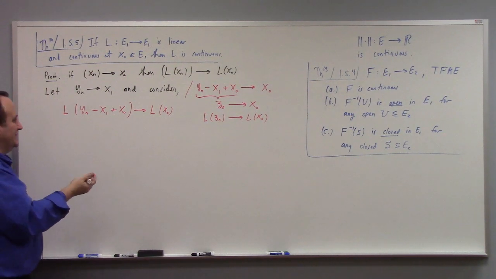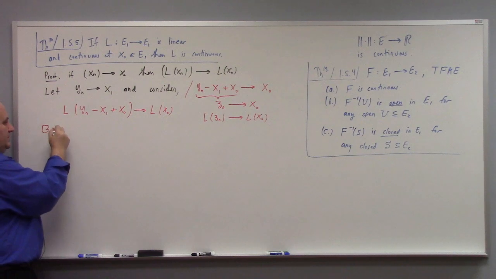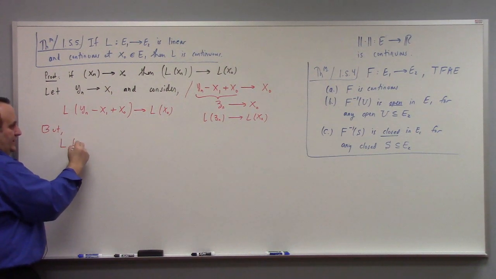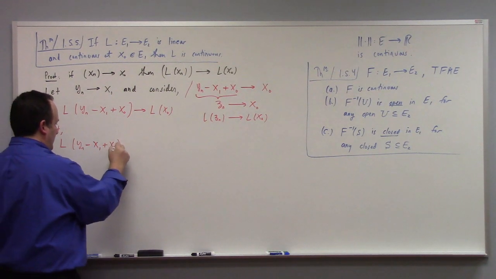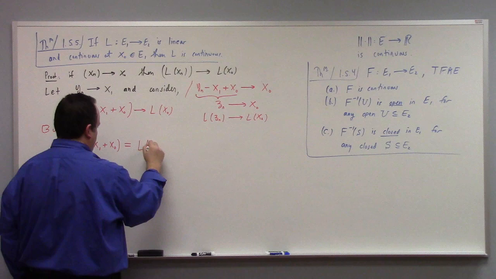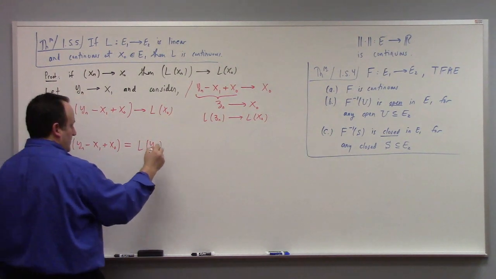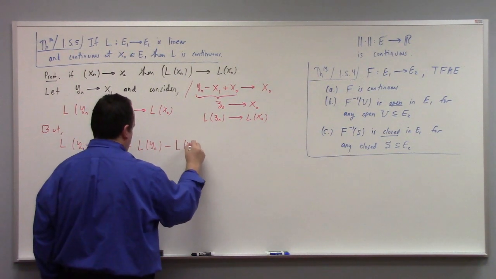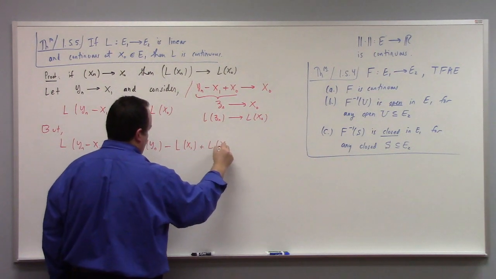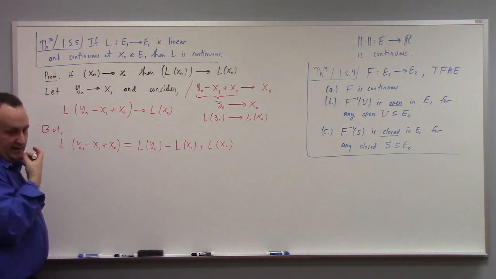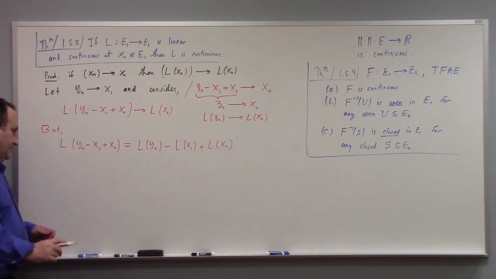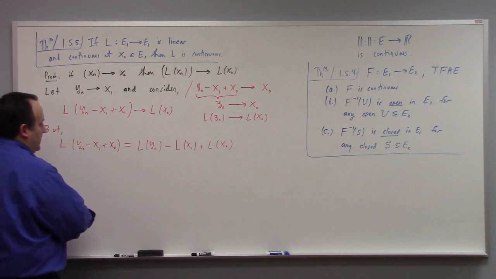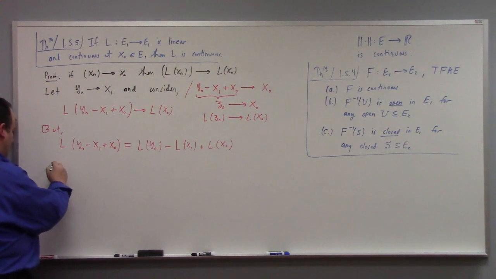But what else? L of yn minus x1 plus x naught is actually equal to what? It's actually equal to L of yn minus L of x1 plus L of x naught, by linearity. And so that means L of yn minus L of x1 has to equal 0 at some point.